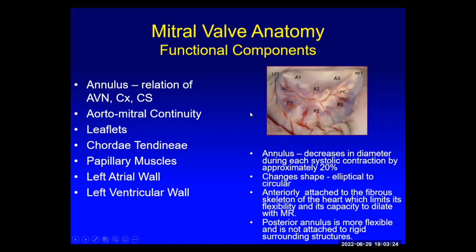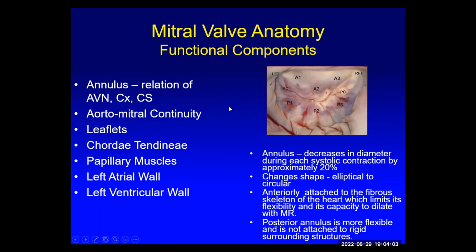Also, the annulus of the mitral valve is not just a given rigid thing. It moves, it changes. It changes in diameter during each systole of the heart, with at least a 20% change of the dimensions. It changes shape from elliptical, as you can see here, to circular. And as we said, anteriorly it's attached to the fibroskeleton of the heart, which is somewhere there. That limits the flexibility of the anterior part of the annulus, while the posterior part of the annulus, that semilunar structure, is much more flexible and it opens and dilates when the heart is beating.